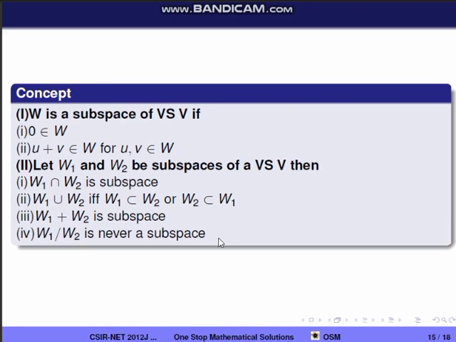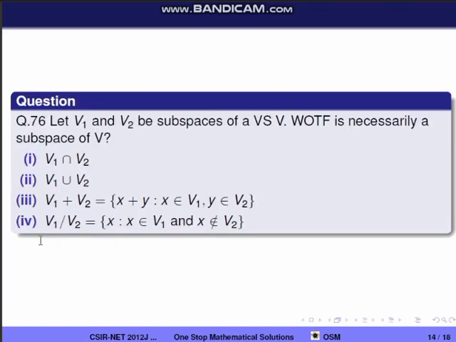For a subset to be a subspace, 0 should be an element of it, from this concept. So this cannot be a subspace. So from this concept, you can directly tell which of the options are correct. So the correct options are 1 and 3.